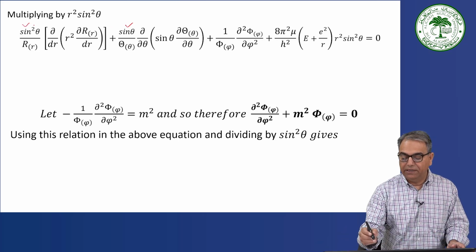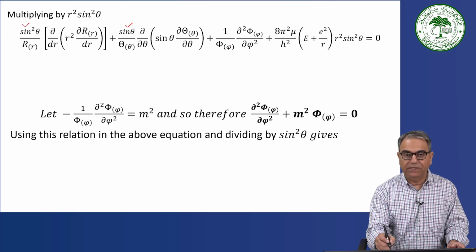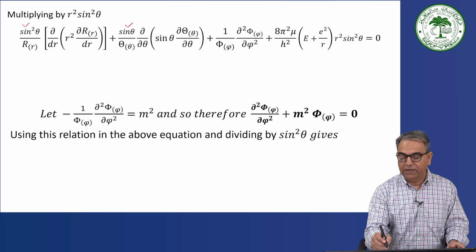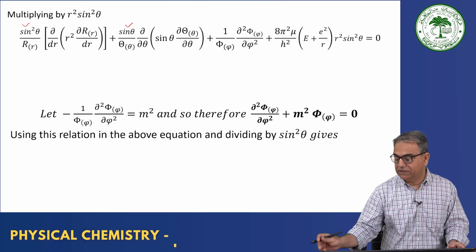Okay. Similarly, if you do it here, r square sin square theta was in the denominator, so it will all go, and you will get this one, and then the multiplication of this last term is r square sin square theta.